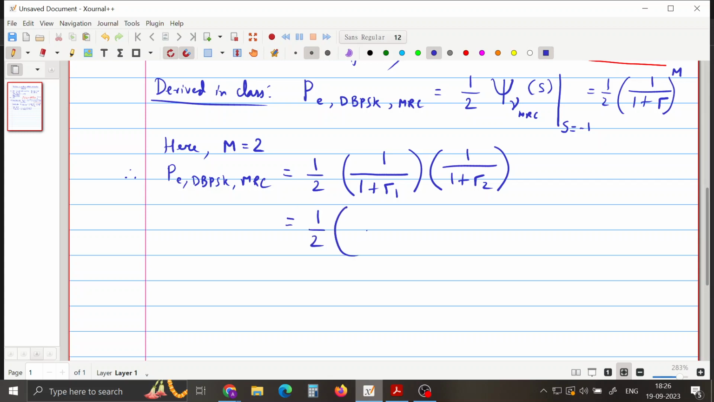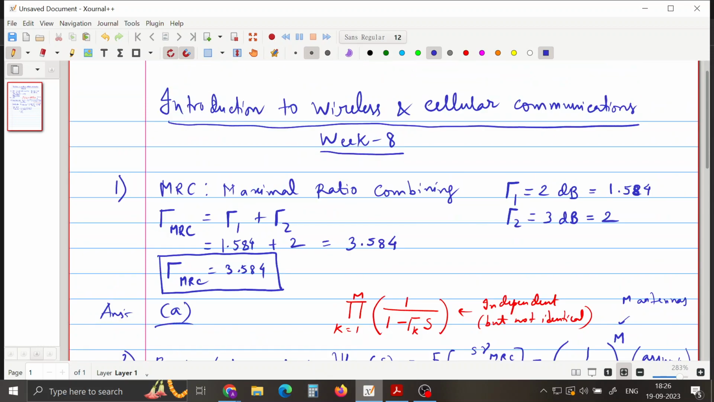So that's the case. So now just substitute the values. What is gamma 1? Gamma 1 and gamma 2 we already calculated.